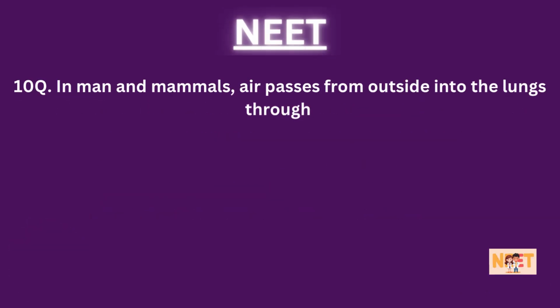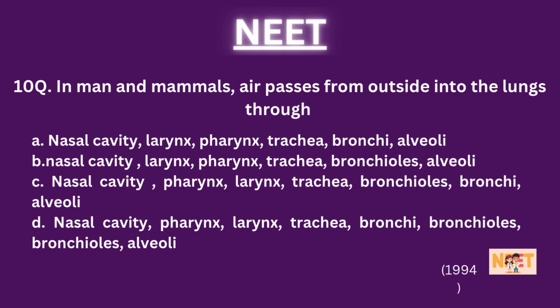Tenth question. In man and mammals, air passes from outside into the lungs through A. Nasal cavity, larynx, pharynx, trachea, bronchi, alveoli. B. Nasal cavity, larynx, pharynx, trachea, bronchioles, alveoli. C. Nasal cavity, pharynx, larynx, trachea, bronchioles, bronchi, alveoli. D. Nasal cavity, pharynx, larynx, trachea, bronchi, bronchioles, alveoli.